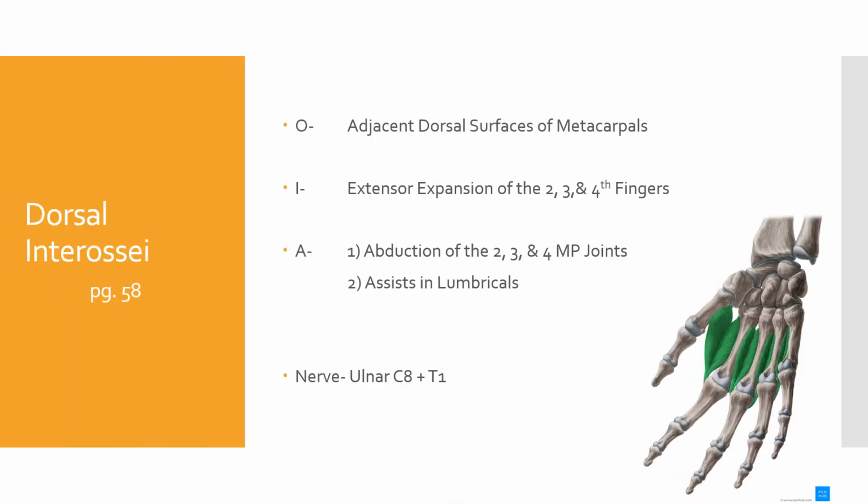Dorsal interossei, origin, adjacent dorsal surfaces of metacarpals. Insertion, extensor expansion of the second, third, and fourth fingers. Actions include abduction of the 2, 3, and 4 MP joints, and it also assists in lumbricals.